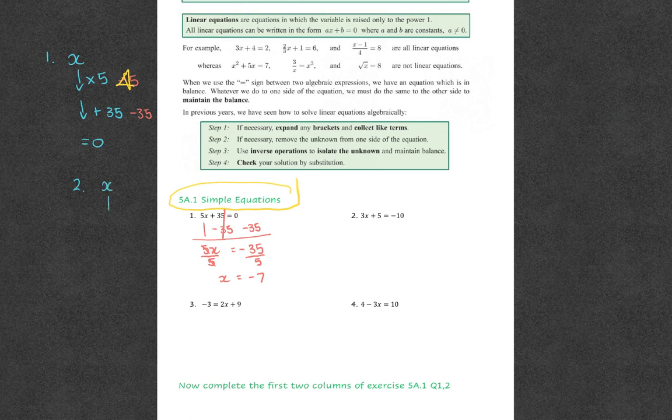Okay, so question 2, we've got 3x plus 5 equals negative 10. So we've times the x by 3, then we've added 5. So we're going backwards. We're going to have to subtract the 5 and divide by 3. So minus 5 to both sides. 3x equals negative 15. Divide by 3, and x equals negative 5.